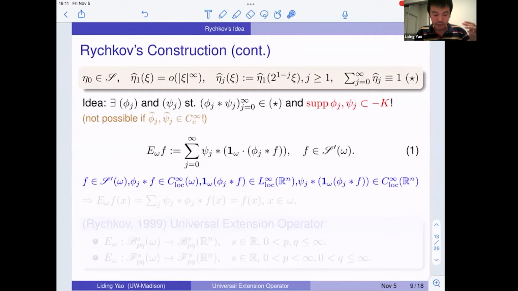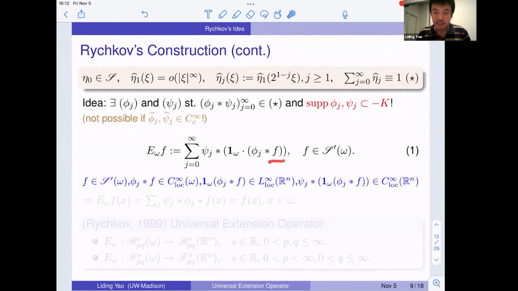Okay, so if you want to use the classical definitions where the Fourier transforms of Vj and psi j are C infinity, then you realize that for this Fourier support condition, you just have no hope to achieve it. So that's the reason why we need to use certain general versions of Littlewood-Paley families. And then we can talk about the extension operator now.